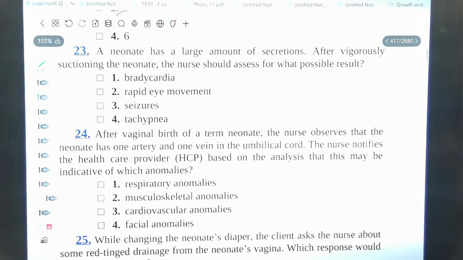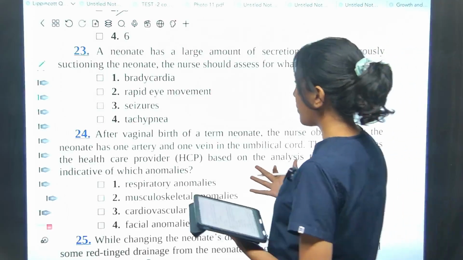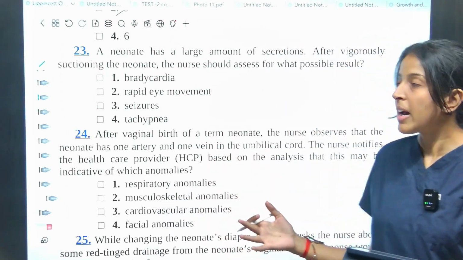Now next question. The neonate has a large amount of secretions after vigorously suctioning the neonate. The nurse should assess for which possible result? What can happen to the neonate after vigorous suction? What can be the right response?